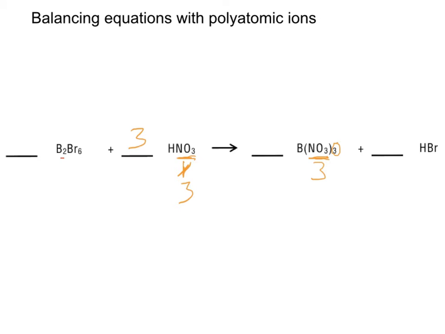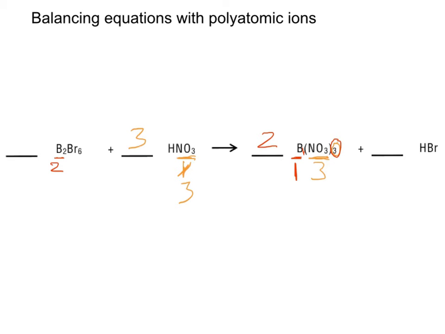We're going to look at boron. On the left-hand side, we have 2 borons. On the right-hand side, we only have 1. Don't get confused by this subscript 3 over here. It belongs to the nitrate. Boron itself has a subscript of 1 that's kind of hiding there. Remember, we don't write subscripts of 1. So we only have 1 boron on the right. We had 2 on the left. So we're going to give this a coefficient of 2.